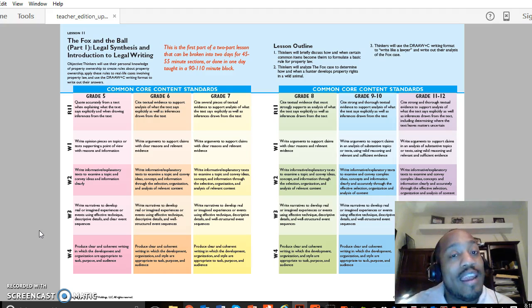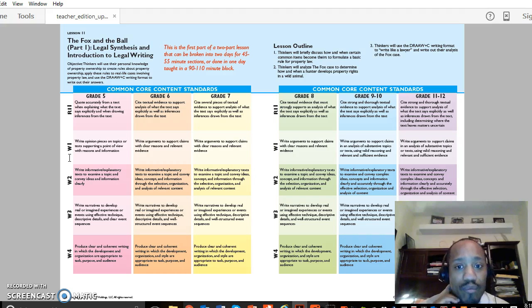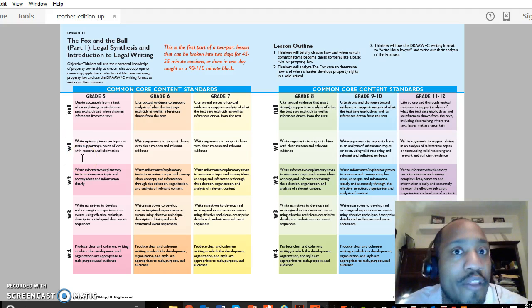Then we're looking at a really famous case called the Fox case to talk about when a hunter develops rights in a wild animal. We're going to be using that Draw plus C framework both in lessons 11 and 12 to practice this. So again, this is a lot about where we draw our evidence from, and how we make our public policy arguments into convincing reasons to support our case and to go against another interpretation of how our case should be decided.